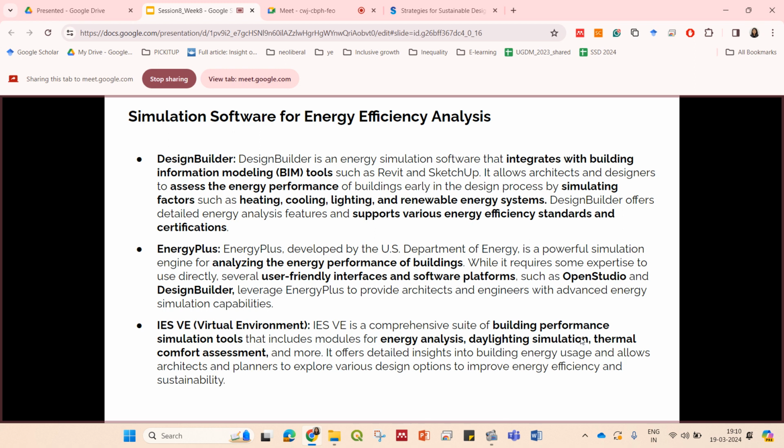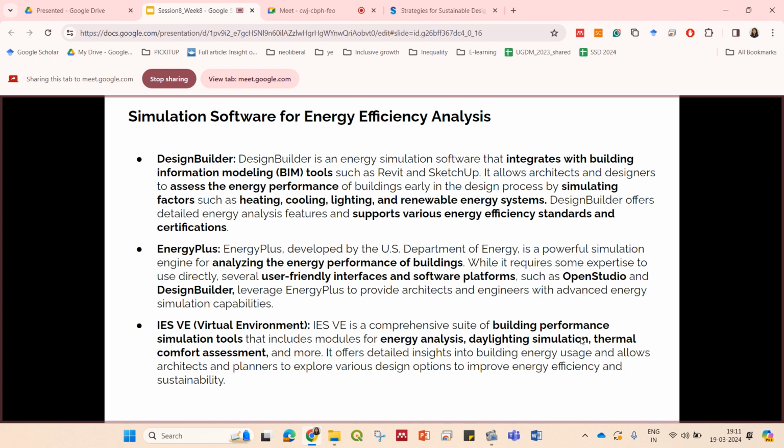It offers detailed energy analysis features and also supports integration of various efficiency standards and certifications. So you can even integrate certain modules from these energy certification systems to then further analyze whether your building or interventions that you have planned are working in accordance to the particular standard or certification or not. You also then have EnergyPlus.